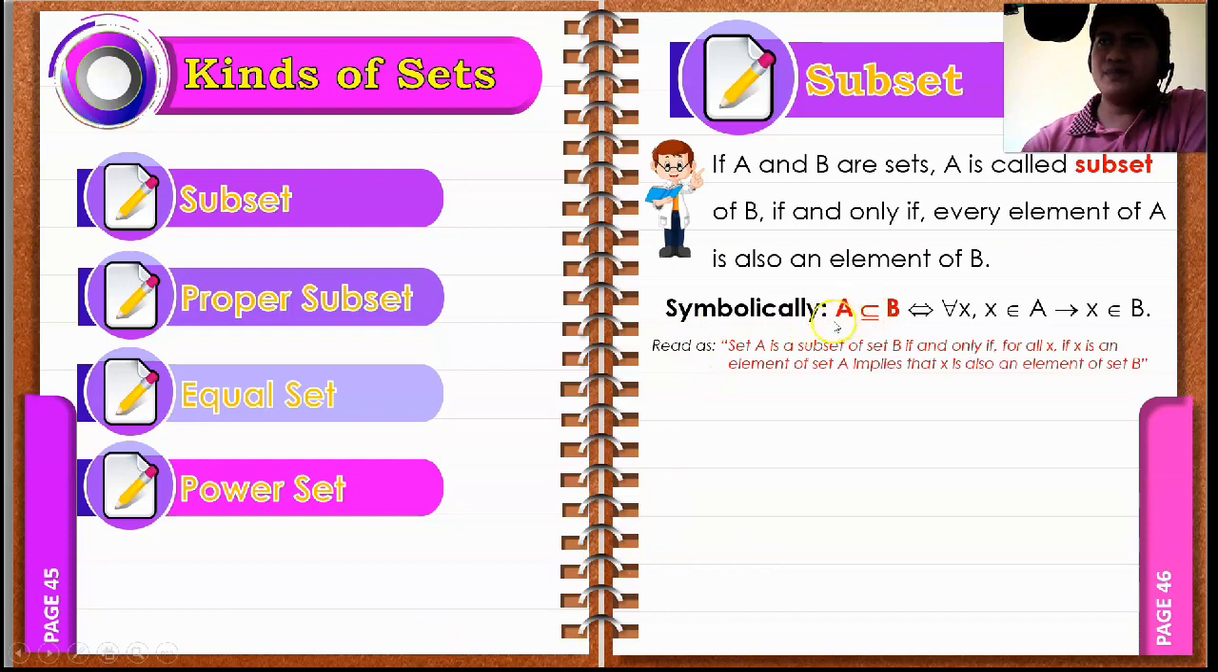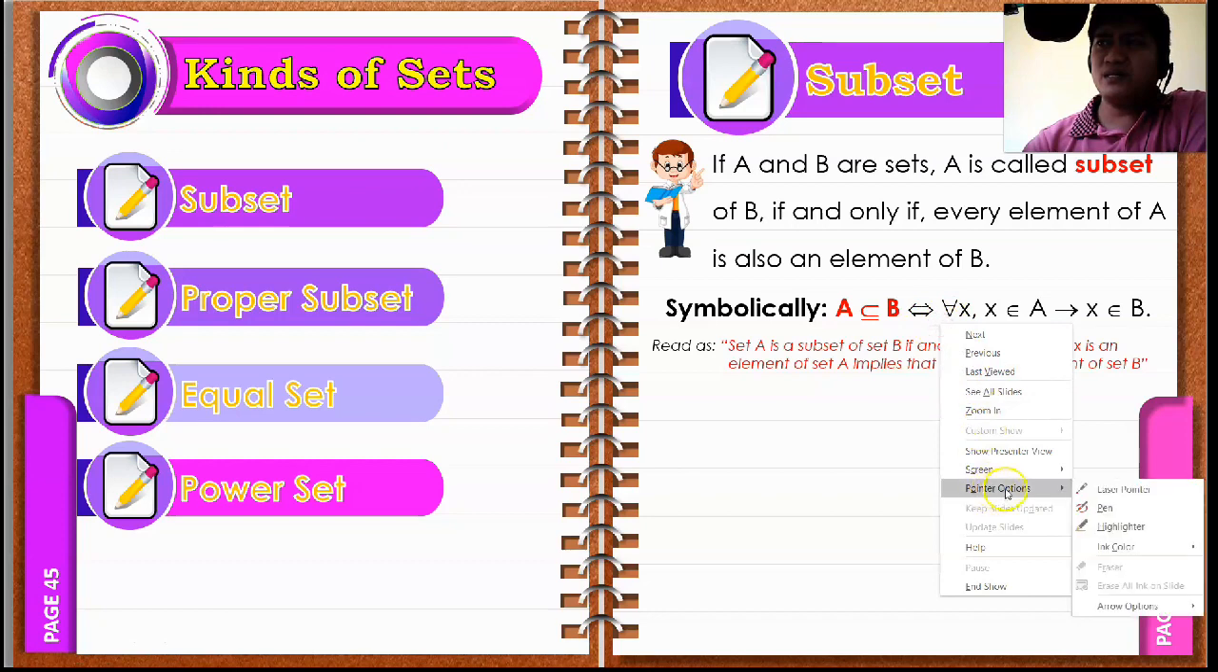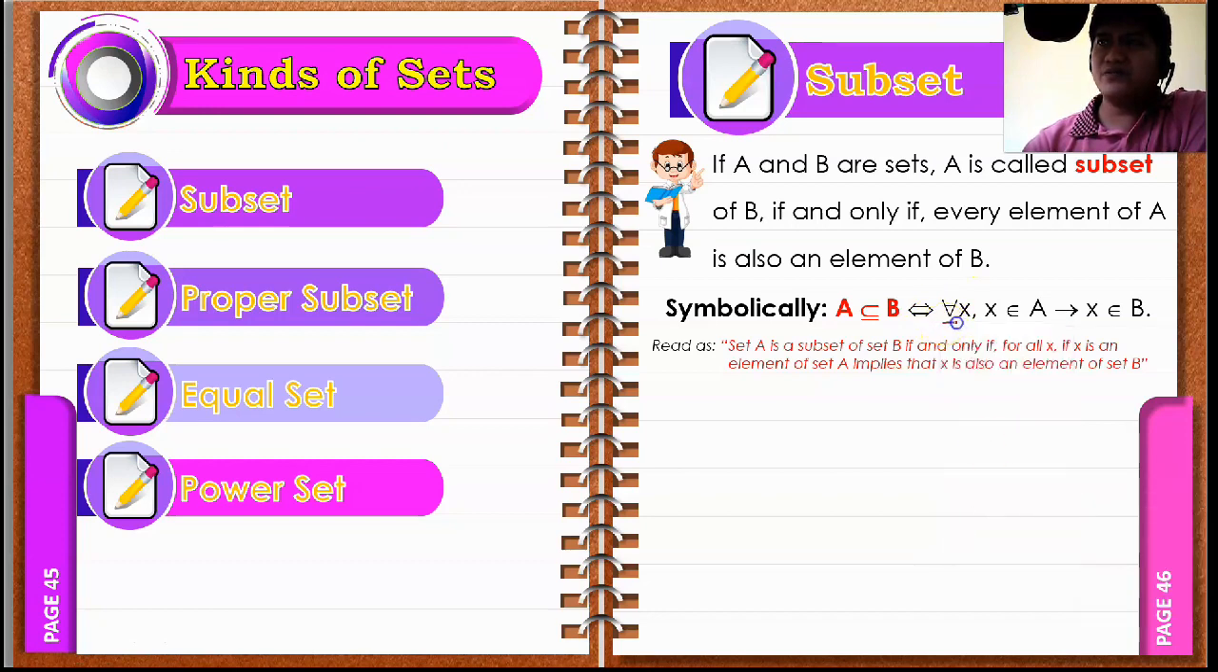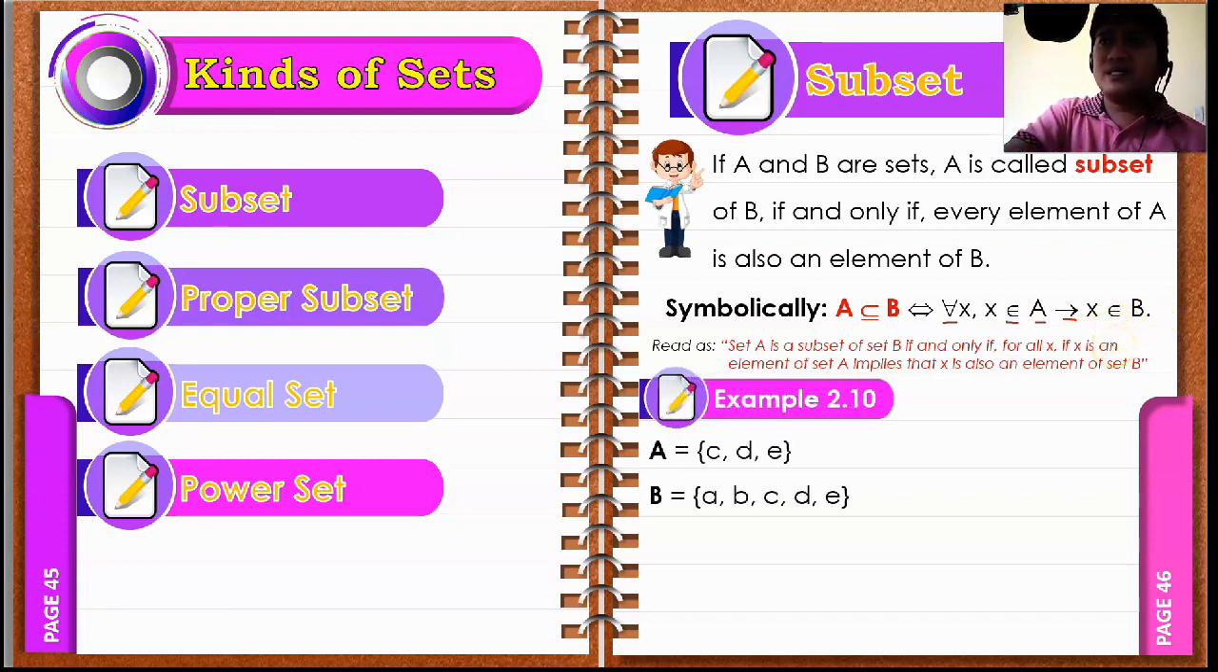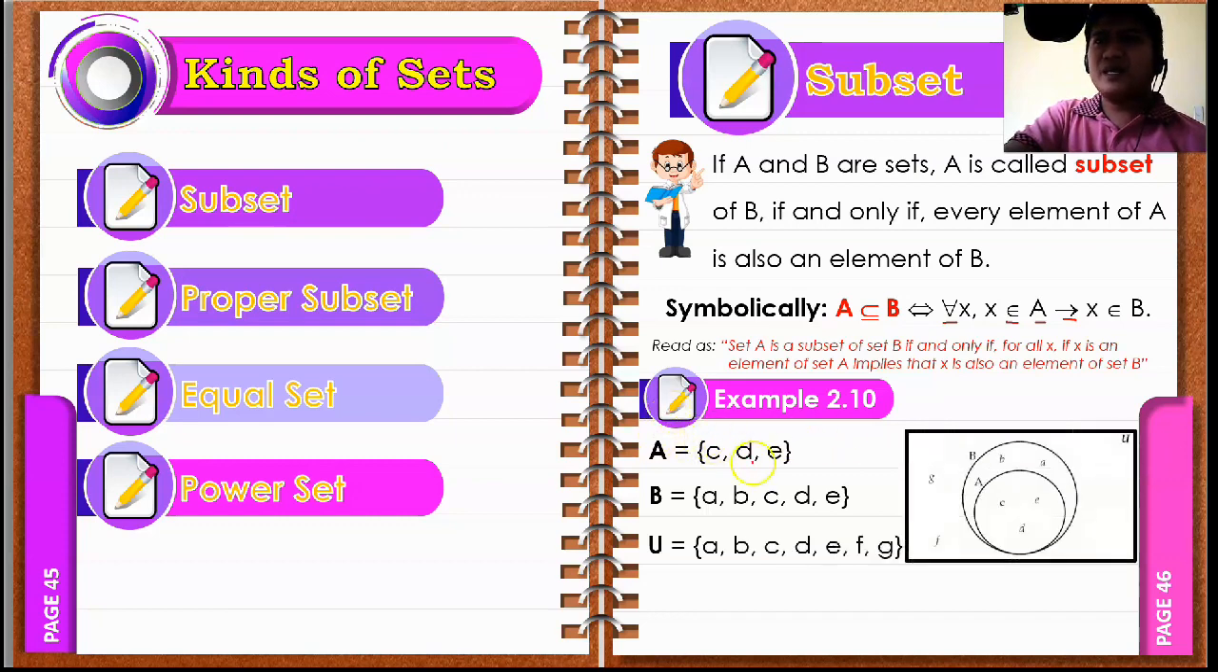Symbolically, this is read as set A is a subset of set B if and only if for all x, x is an element of set A implies that x is an element of B. As I said earlier in our symbols, this stands for "for all." In other words, A is a subset of B if x is an element of A, then that is also an element of B. Okay, let's have an example to understand the subset. Given this example, we have set A, we have C, D, E.